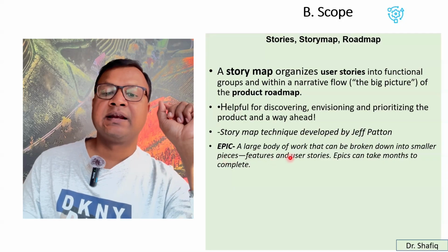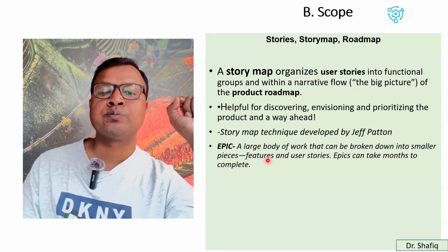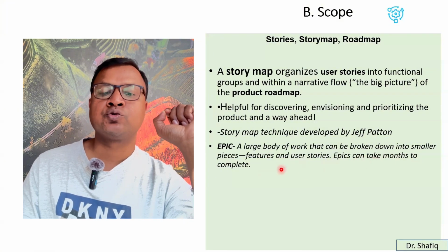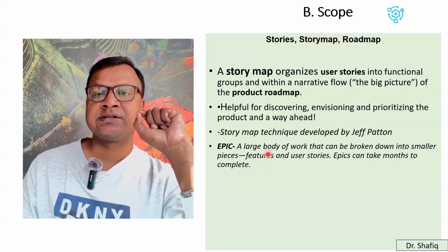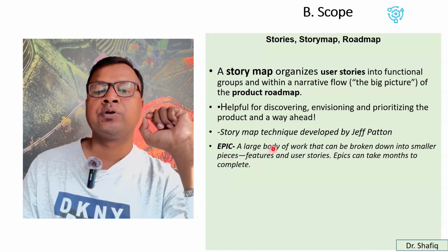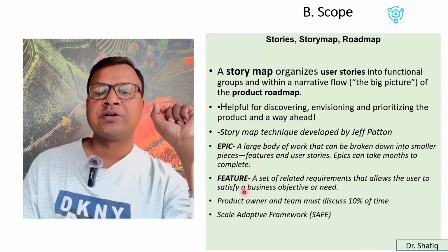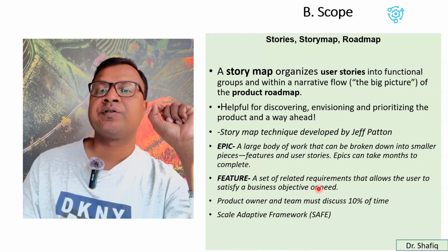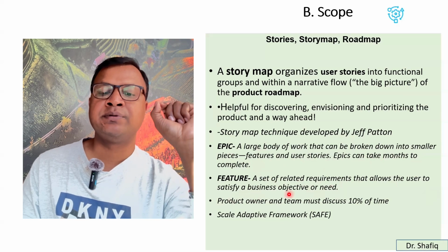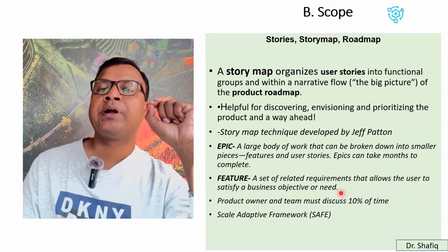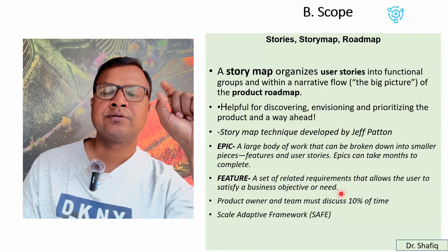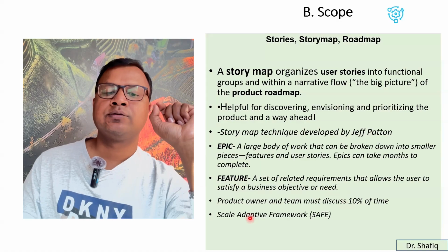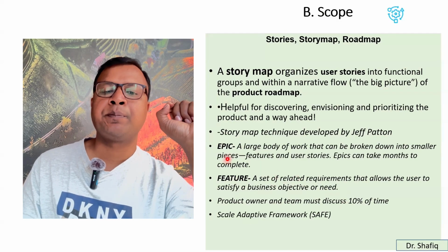What is an epic? It's a large body of work that can be broken down into smaller pieces, features, and user stories. Epics can take months to complete. So with all the features and all the user stories, you can make the epic. What is a feature? It's a small part of an epic, a set of related requirements that allows the user to satisfy a business objective or need. So you are going to add a new small feature to a product. So that's the feature, new characteristics. So this is one requirement. So if you combine all the features, it will be an epic.